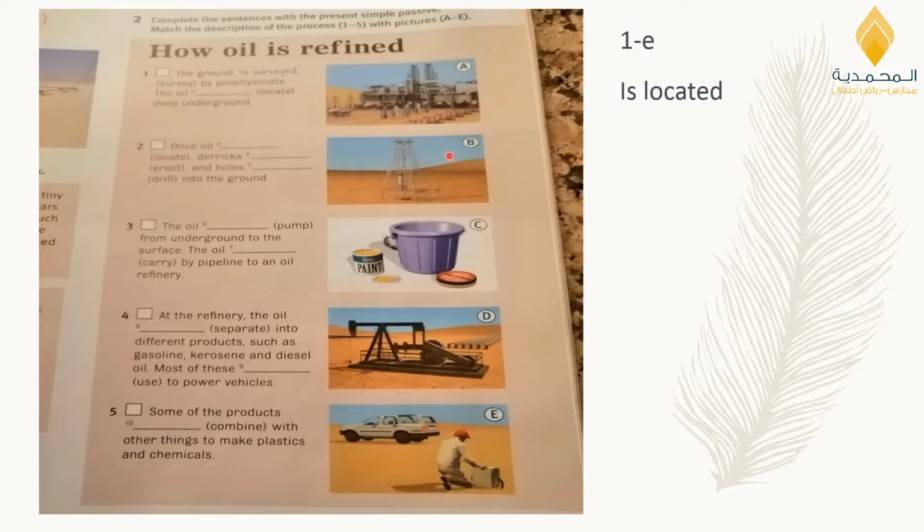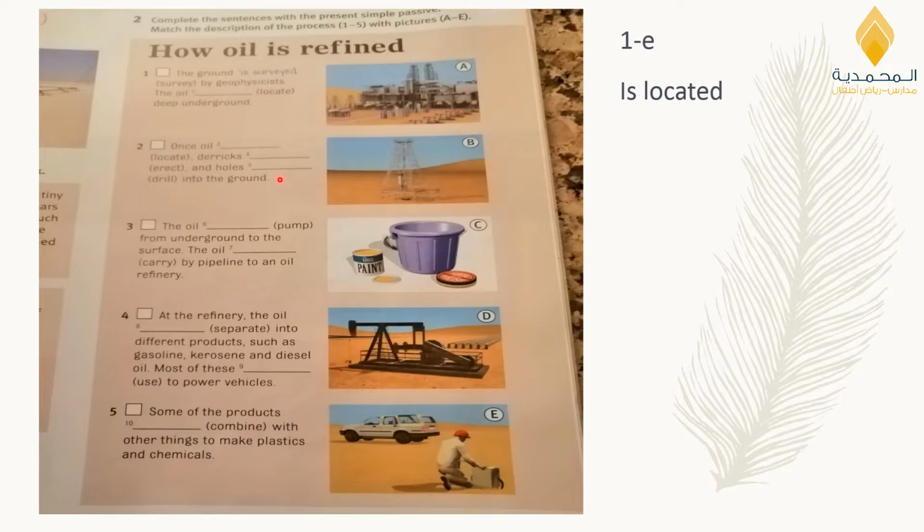Derricks. Derricks are these. Okay, these are used to drill. They are fixed in an upright position, and after that you drill for the oil to come out. So once oil is located, derricks. We have an S here. That means we're going to use are erected, and holes is or are. Yes, we are going to use are drilled into the ground.